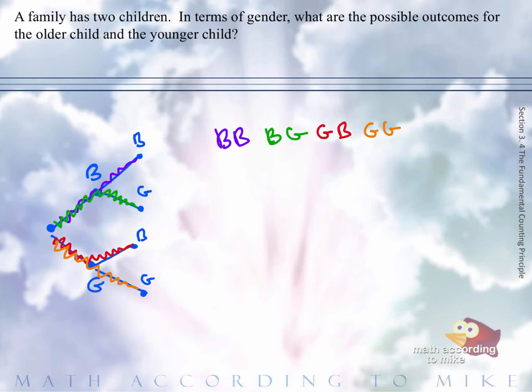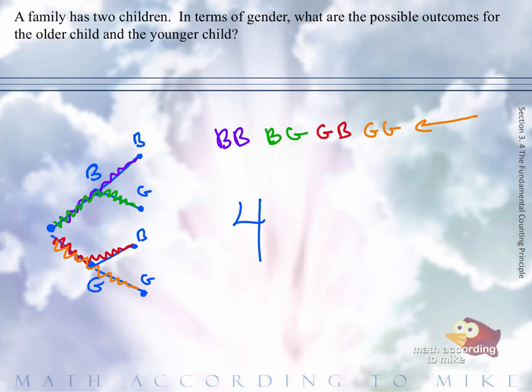Now, this question is saying, what are the possible outcomes? And we got 4 of them. But by saying what are the possible outcomes, they want to know what they are. So this is what you would give them. However, if they said how many there are, you would say 4.